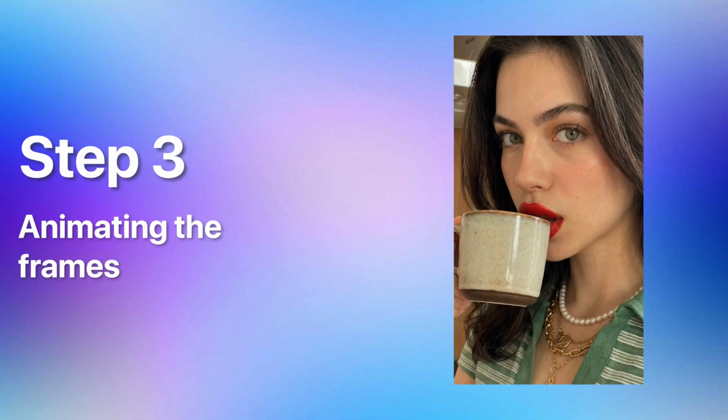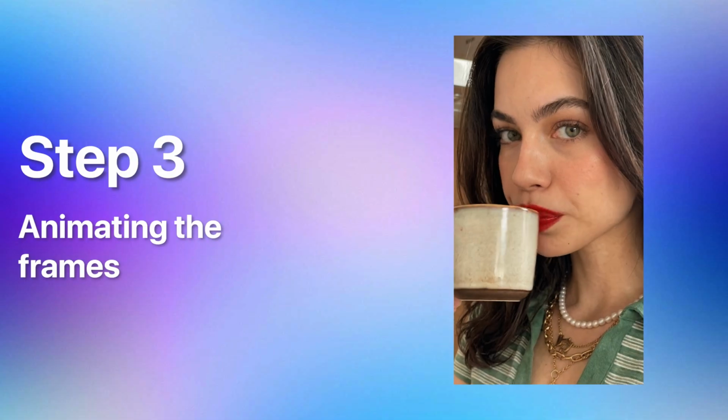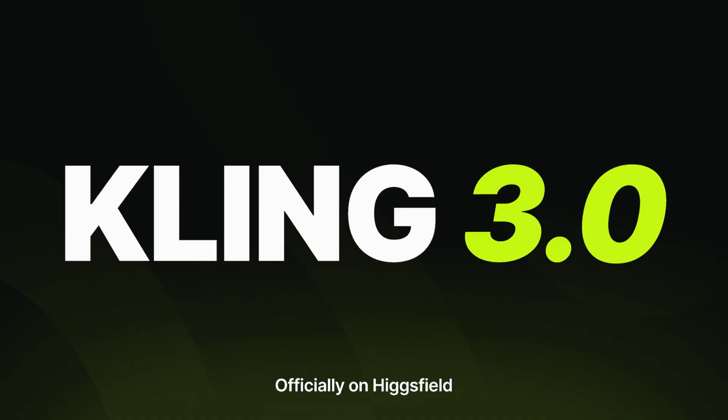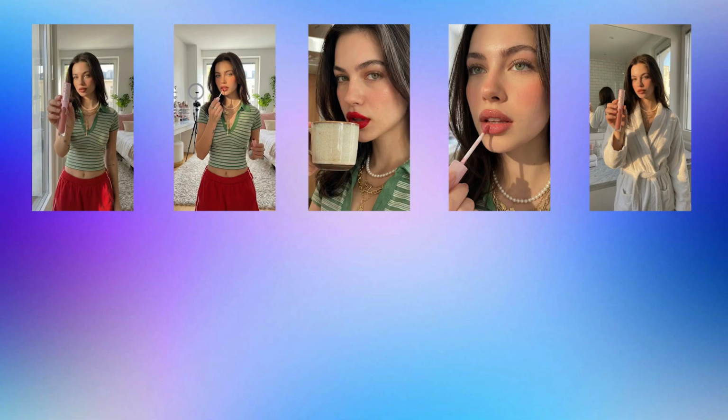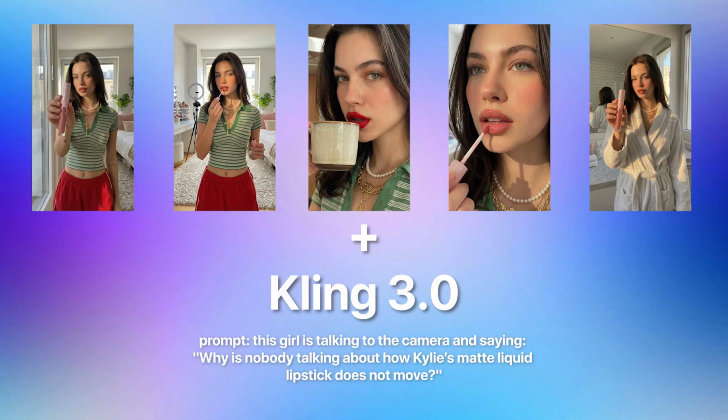Now let's get back to our ad and let's animate the frames that we just created. So for this step, I'm still in Xfield and I'm going to use the model called Kling 3.0 because clearly this is the best video model right now. So the workflow is pretty much the same for A-roll or B-roll. We take each frame generated before and we add them to Kling. We also add the instructions and the script that we generated in the shot list.